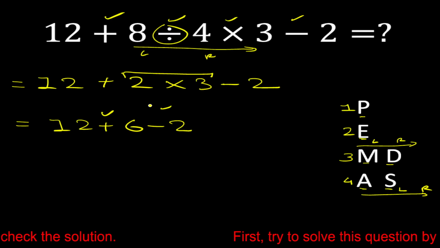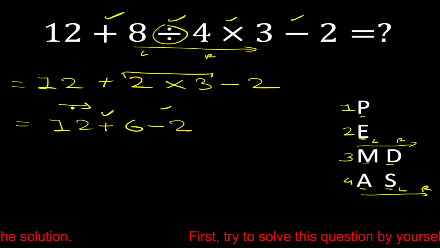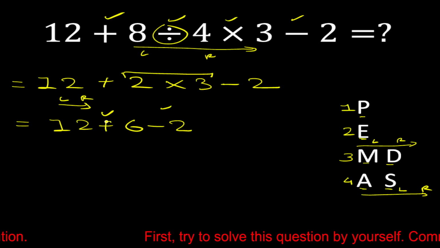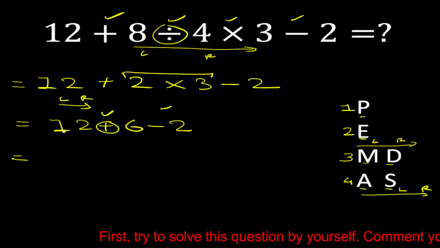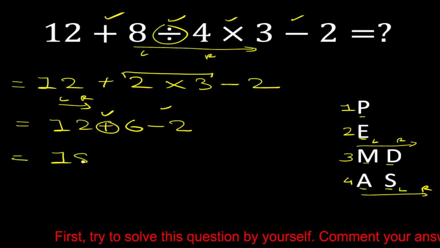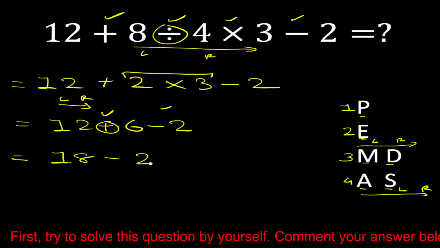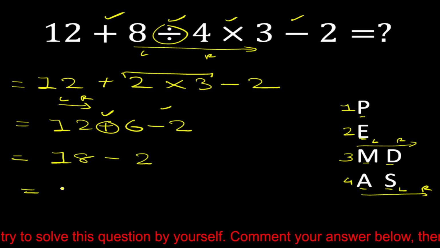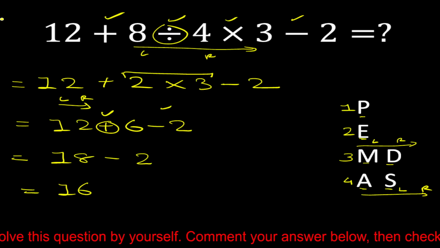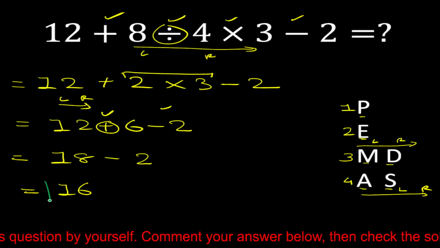Now addition and subtraction both have equal priority, so we have to solve it from left to right. So first we have to solve this addition. Okay, so 12 plus 6 is equal to 18, minus 2. Now 18 minus 2 is equal to 16. Okay, so the correct answer is 16.